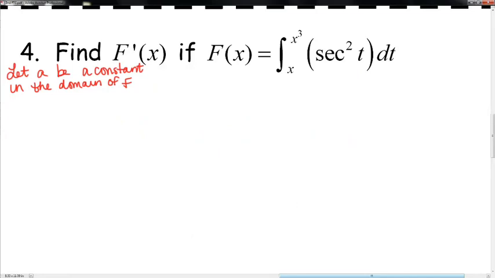And so f of x is going to be equal to the antiderivative from x to a of secant squared t dt plus a to x to the third of secant squared t dt. And again, I need to change my bounds here because I need my a to be down here, so that becomes negative.